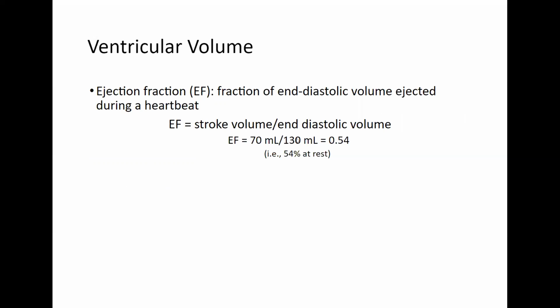So 54% of the blood is getting sent out. So we can see a pretty significant amount is not. Okay. We will see that these numbers change. So the stroke volume, as well as the ejection fraction, depends on how hard the heart is working, right? So we're going to see this change, for example, when you're out on a run.